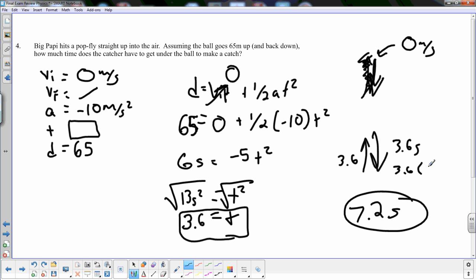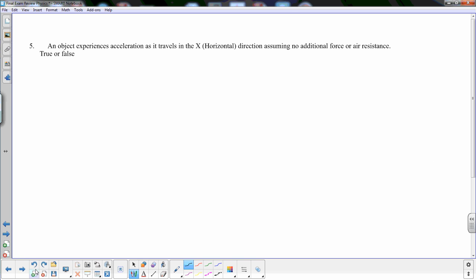Hope that helped. An object experiences acceleration as it travels in the horizontal direction, assuming no additional force or air resistance. Ladies and gentlemen, we all know that to be false. As it travels in the horizontal, there's nothing helping it, nothing hurting it. That's why you get that nice parabolic shape where the x is constant. The y is always accelerating -10 in projectile motion. That's really important. An object experiences acceleration as it travels in the y. Yep, that's just what I said. There we go. There's our parabola.